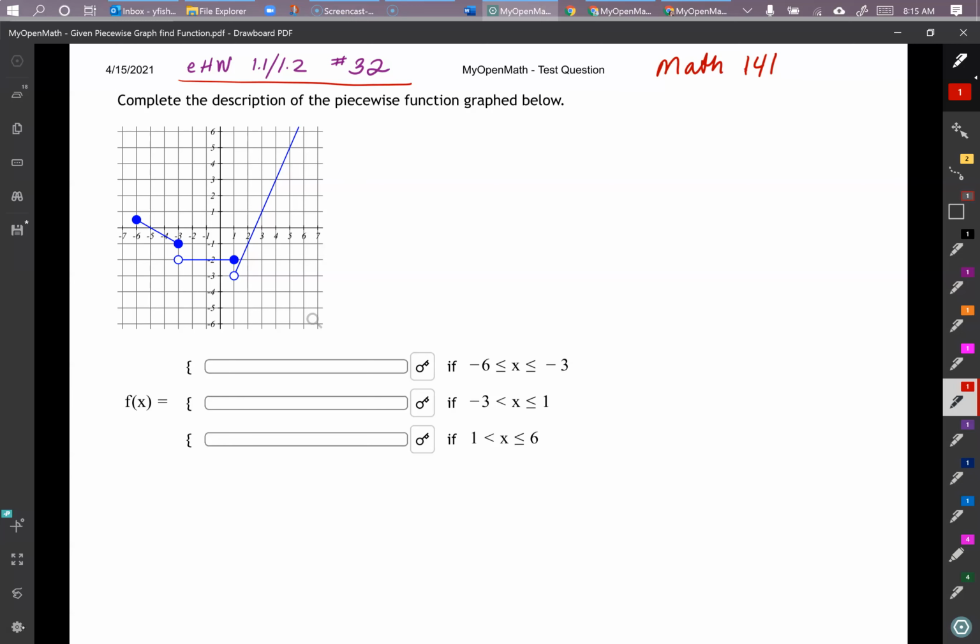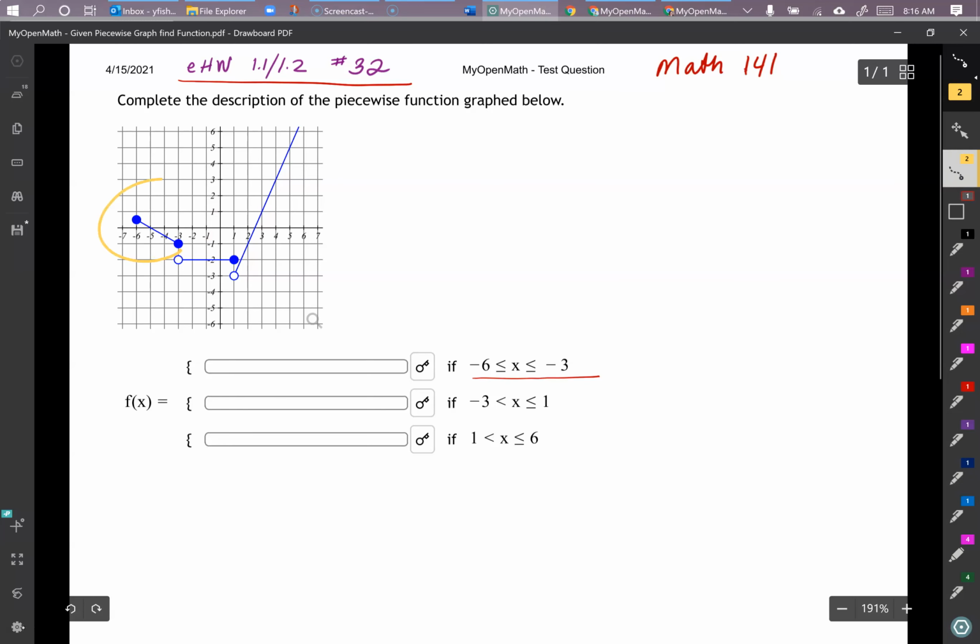But how this works is we're given pieces of the graph that are put together. So we have different functions depending on the domain. Altogether they make one connected function, but we have to lay it out according to the domain that is given. So we're going to first look at -6 less than or equal to x, less than or equal to -3. So that is this chunk right here.